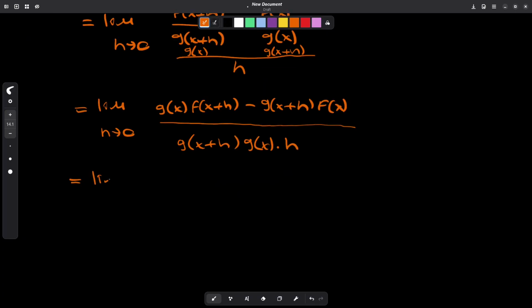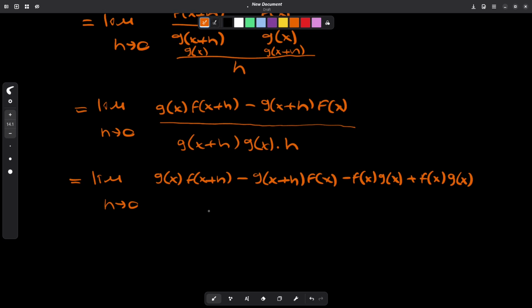Again, I want to use the same trick, but this time I am not going to add the same function, because when I look at it, I have f(x+h) here and g(x+h) here. I need a minus f(x) and a minus g(x) for these to be the derivatives of f(x) and g(x). So g(x) times f(x+h) minus g(x+h) times f(x) minus f(x)g(x) plus f(x)g(x). I did not change anything, but I will use these two terms to get the definition of the derivative. This is over g(x) times g(x+h) times h.